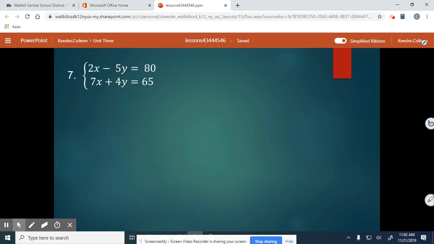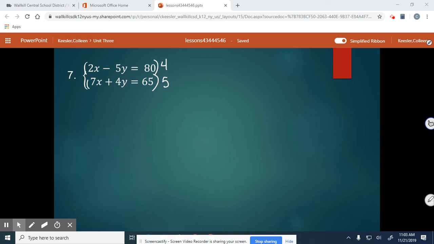So for number 7, we have something even more challenging. If you look at number 7, I do see some opposites here, but there's nothing I can multiply 5 by that's a whole number to get 4. There's nothing I can multiply 4 by that's a whole number to get 5. So instead, what I'm going to do is multiply each equation by the opposite. So I'm going to multiply this top equation by 4 and this bottom equation by 5. And that's going to give me negative 20 and positive 20 in the middle, which will cancel out.